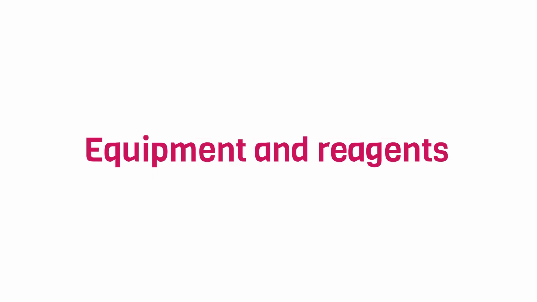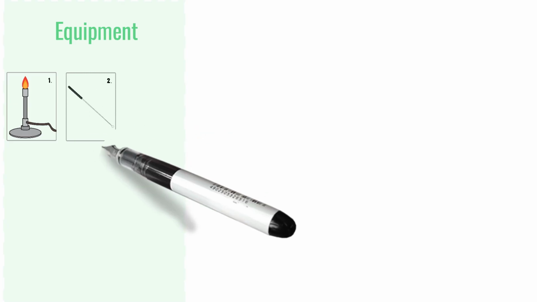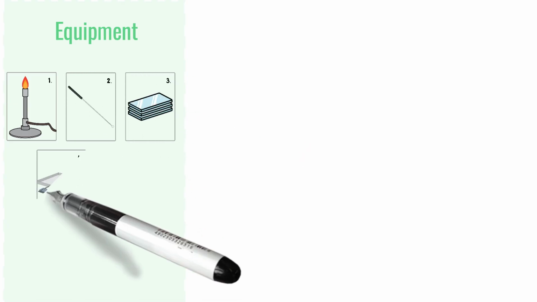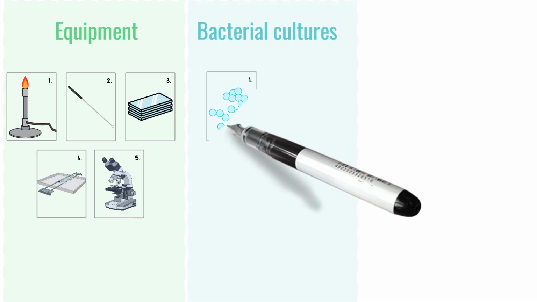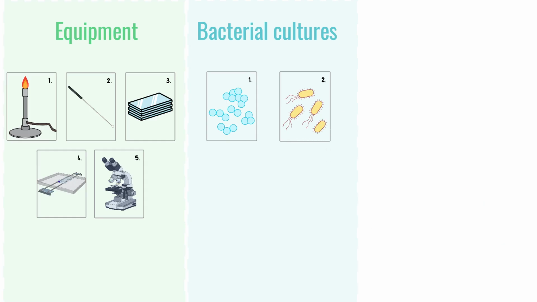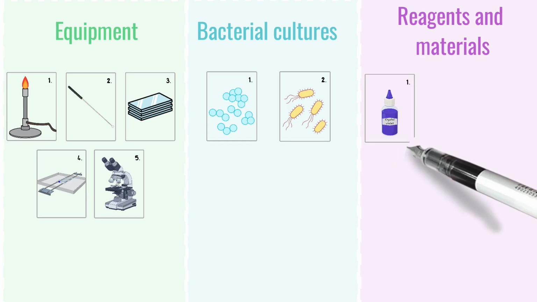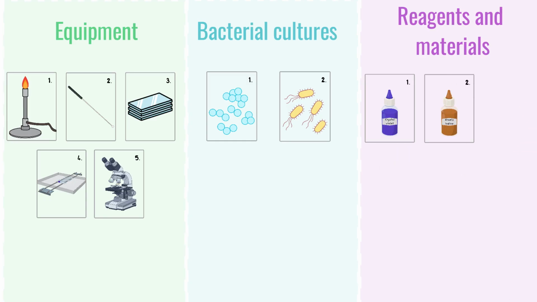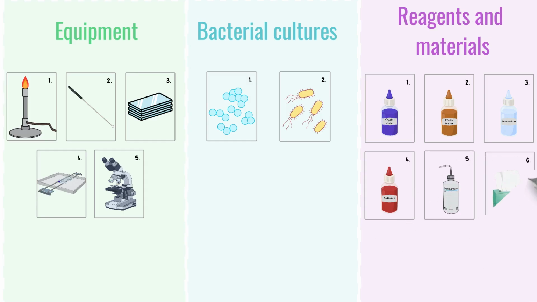Before we begin, let us go through what you will need. For equipment, you will need a Bunsen burner, an inoculating loop, microscope slides, a staining tray, and a light microscope. For cultures, you can use S. aureus as your gram-positive reference strain and E. coli as your gram-negative reference strain. For reagents and materials, you will need crystal violet stain, Gram's iodine, ethanol as your decolorizer, safranin as your counterstain, distilled water, and blotting paper for drying the slide.